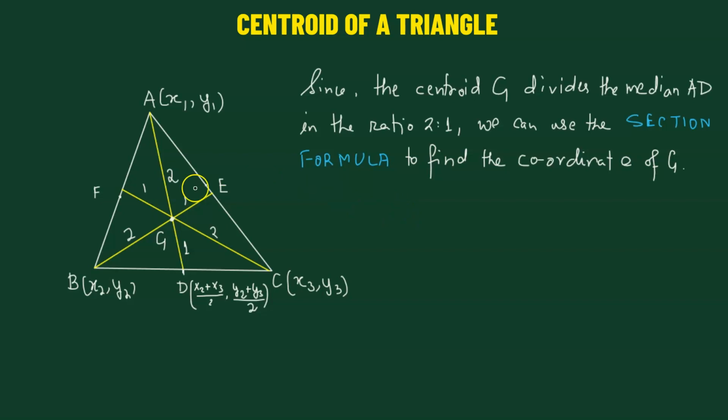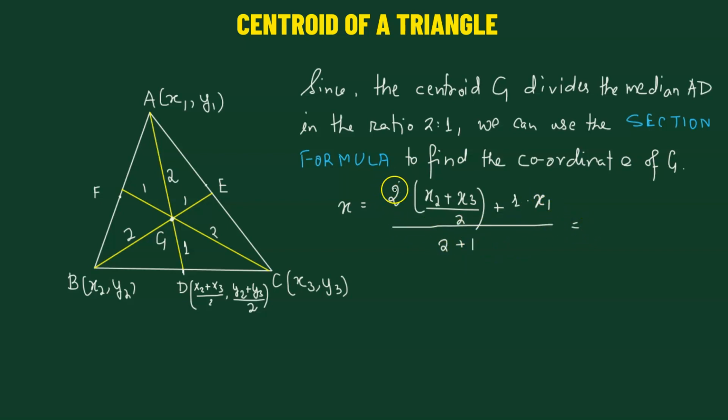Now we'll first find out the x coordinate of the centroid G. So the x coordinate is going to be, we'll take the length AG, which is 2 units, and multiply it with the x coordinate of D. So that's going to be x2 plus x3 divided by 2, added to 1 times the x coordinate of A. So that's going to be simply x1, whole divided by 2 plus 1.